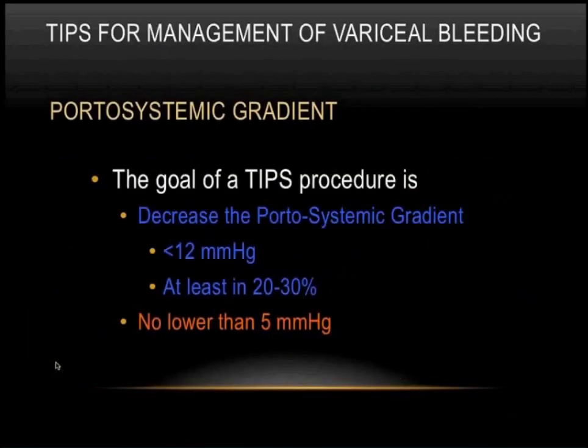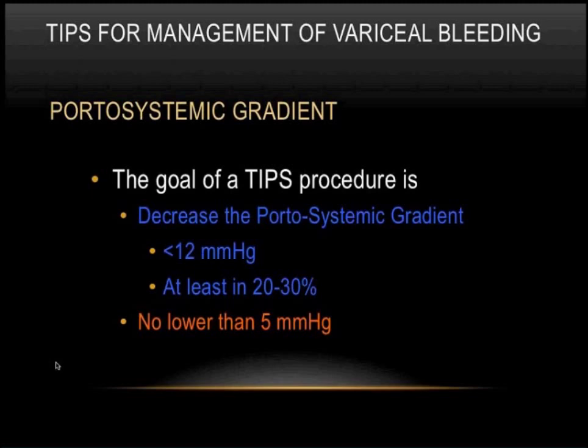So what is the goal of the TIPS? The goal of the TIPS is to create a gradient of less than 12, because you're going to convert a patient from decompensated portal hypertension to compensated portal hypertension. Or at least, well, of course, sometimes you can reach this goal. If you decrease the pressure by about 20 to 30%, the patient is not going to bleed.